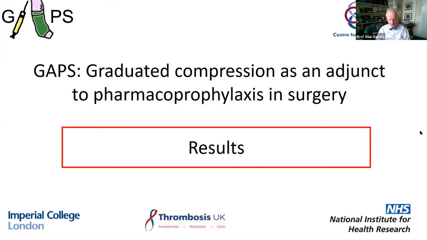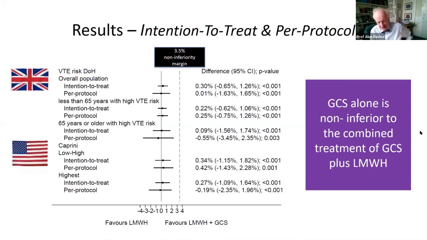So what are our results? This was a non-inferiority study, and I've given you the data as a per protocol analysis and as an intention to treat, and also highlighted the results with respect to the Caprini score and the highest risk groups. But as you can see, in no group was there any evidence to suggest that we were not meeting a non-inferiority margin of 3.5%.